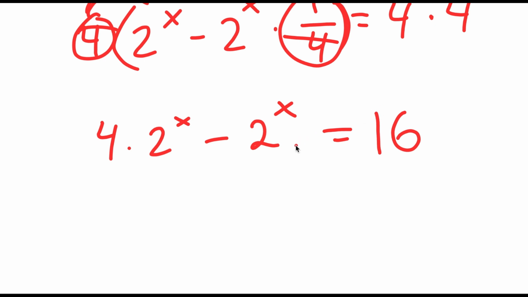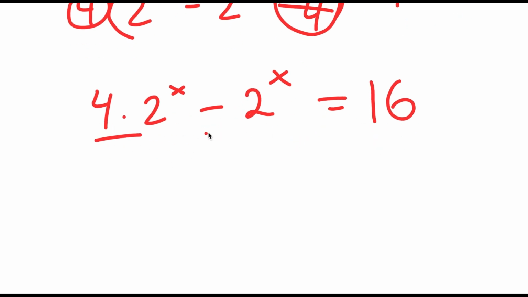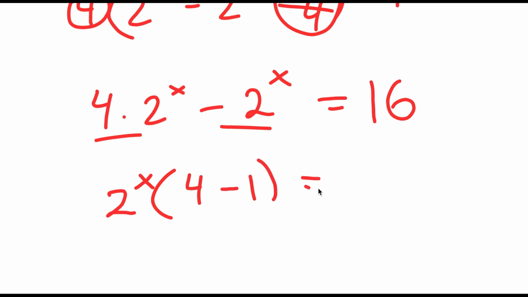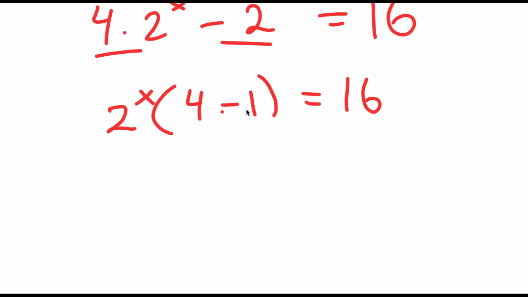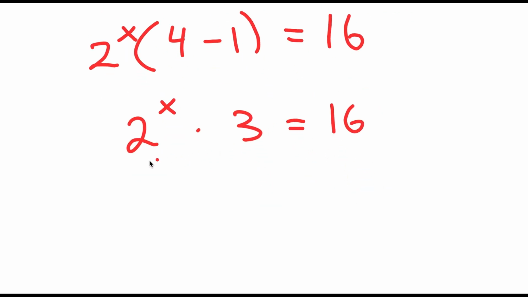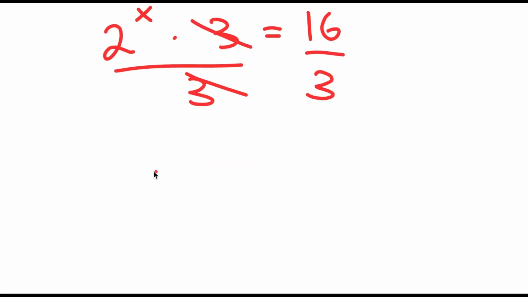Now from here, because both of these terms have 2 to the power of x, I'm going to just factor out 2 to the power of x. So I get 2 to the power of x times 4 minus 1 is equal to 16. And 4 minus 1 is 3. So I have 2 to the power of x times 3 is equal to 16. And now I can simply divide both sides by 3. So I get 2 to the power of x is equal to 16 over 3.